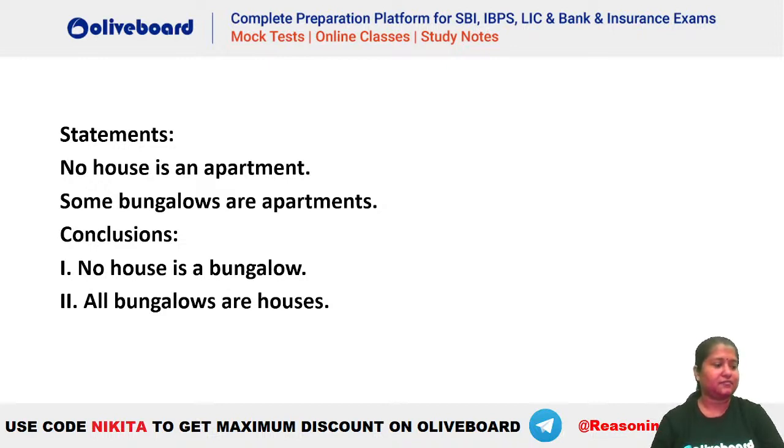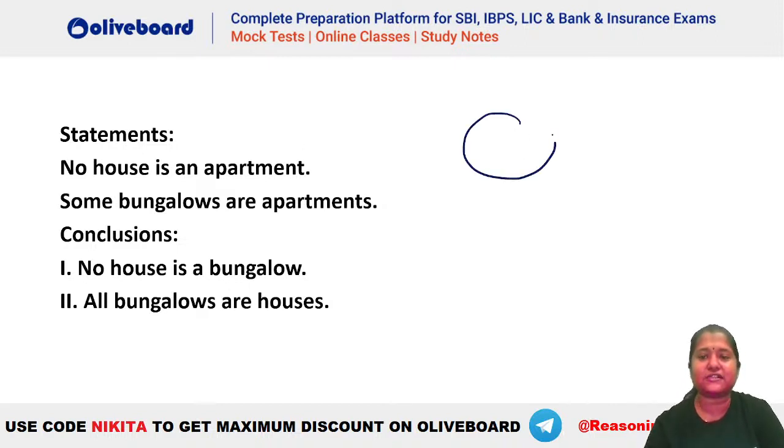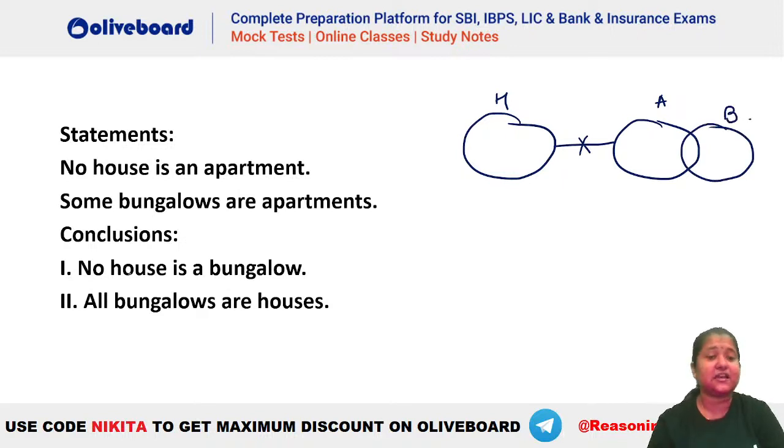डी. डी मतलब नाइदर और आइदर. चलो बनाते हैं. नाइदर होगा ना. नाइदर. चलो ओके. So no house is an apartment. No house is an apartment will be something like this. Let's say this is house, this is apartment. So house should not be a part of apartment. Some bungalows are apartments, so some bungalows are apartment will be like this. No house is a bungalow. You can see they are independent of each other. They may interact with each other. So not a definite one.